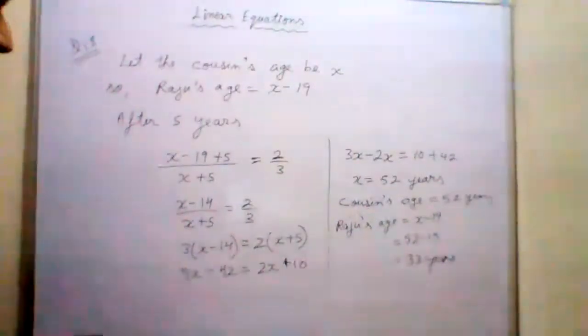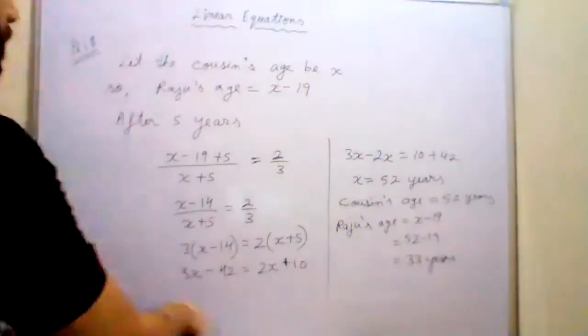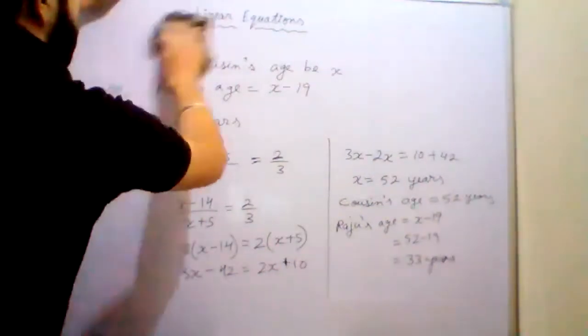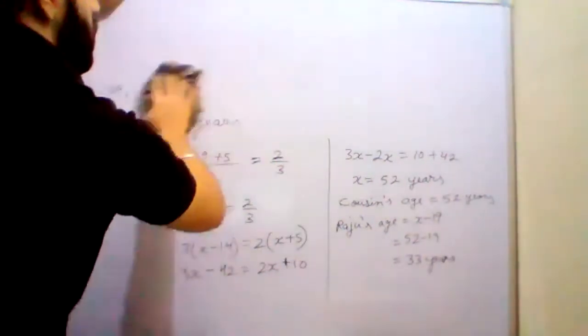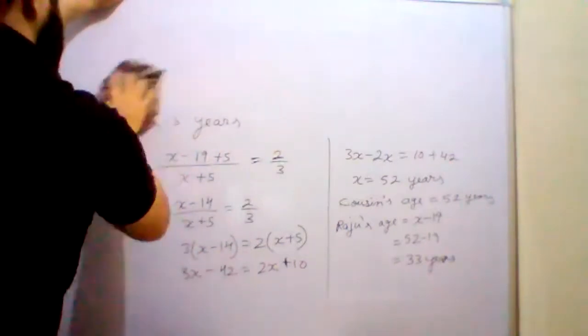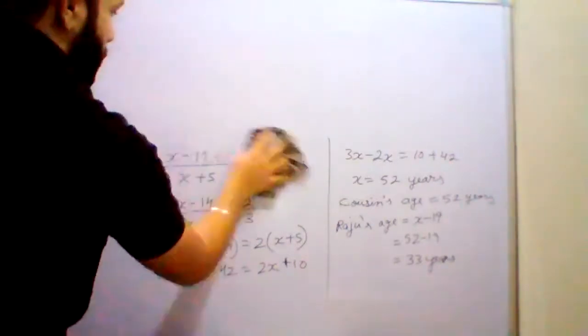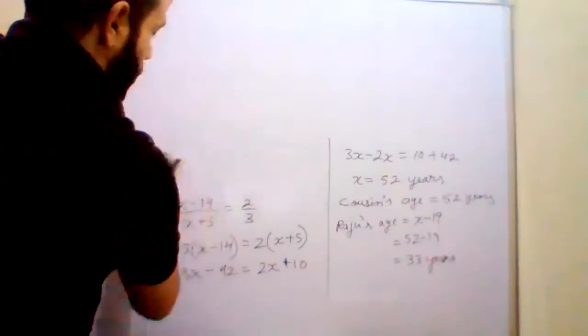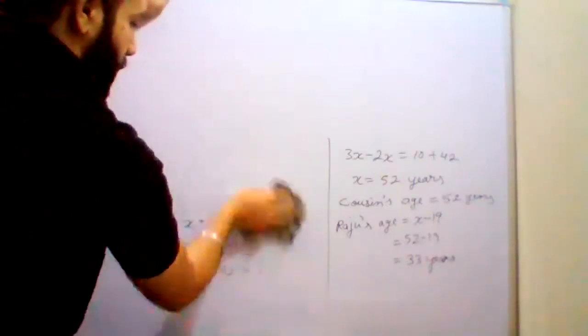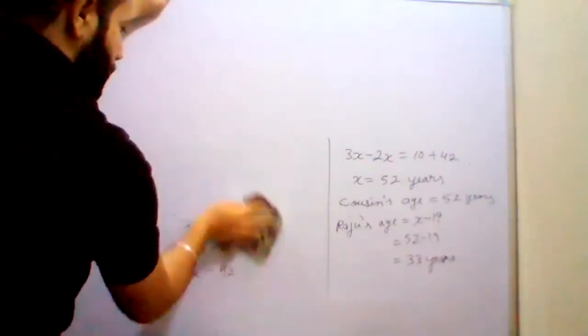Yes, beta, tell me. Sir, what was the answer of the first one, K part? Sir, please wait. Beta, please take it from the answer sheet given in the book, if you have done it.